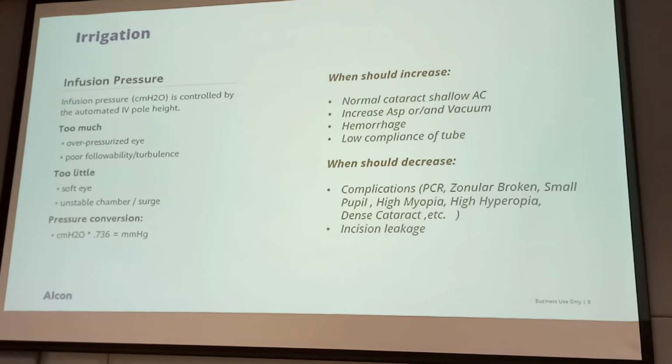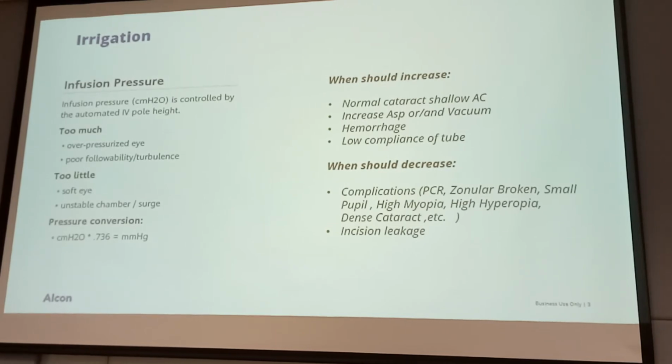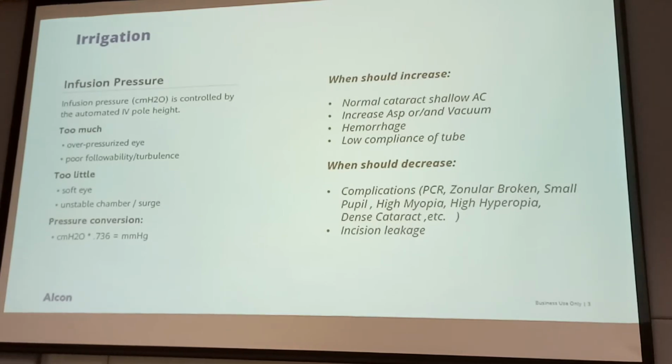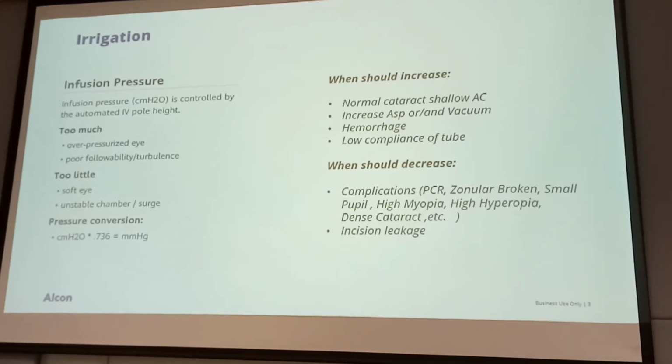Because we need to form the anterior chamber. As we know, the anterior chamber size is about 0.5 ml, roughly. So it has a very small volume, and we need irrigation inside to form the anterior chamber. Then we can have movement inside, and the irrigation also cools down the phaco tip. So sometimes we need to increase the irrigation, sometimes we need to decrease it.